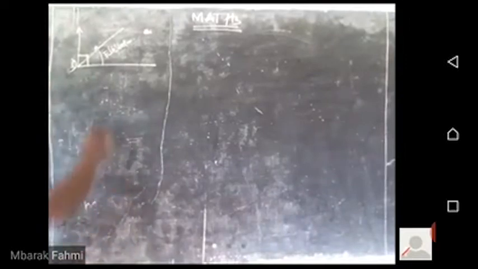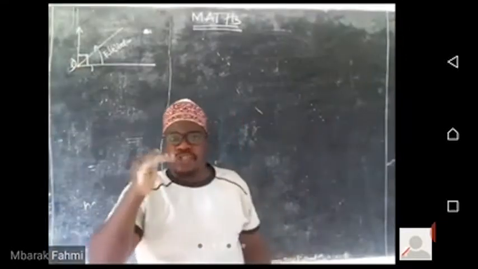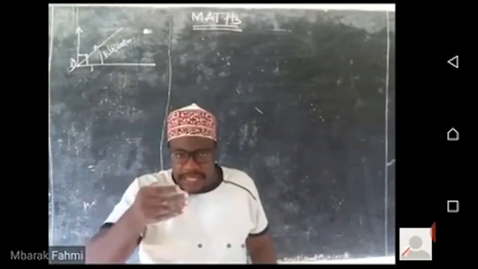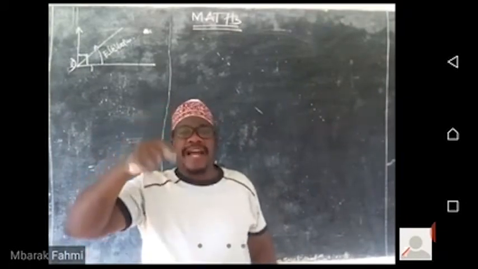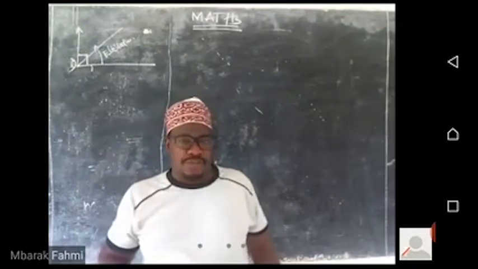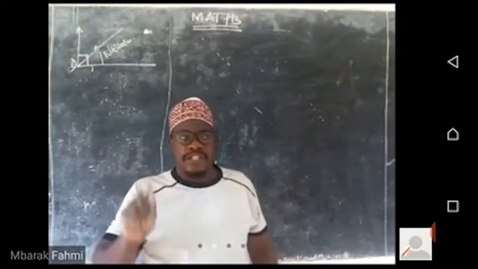And then again from the same horizontal line, from the same position, when you are tilting downwards now, you are making the angle of what? Depression. You are making an angle of depression.